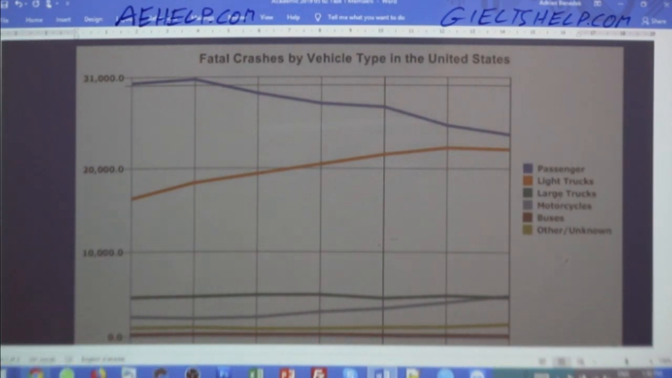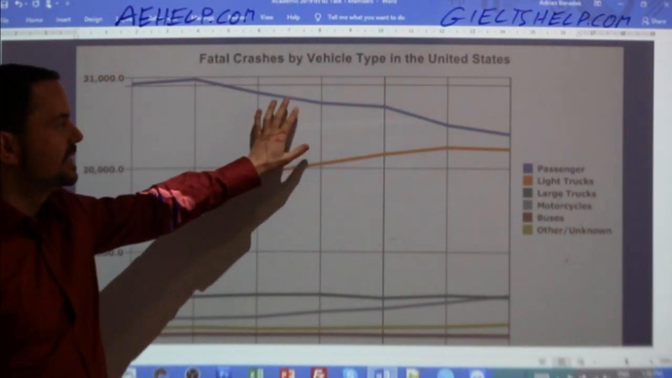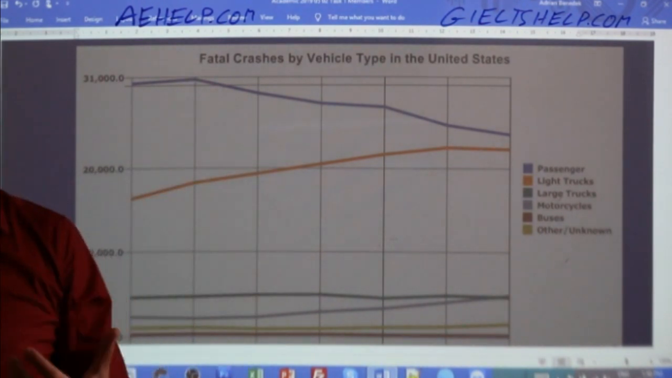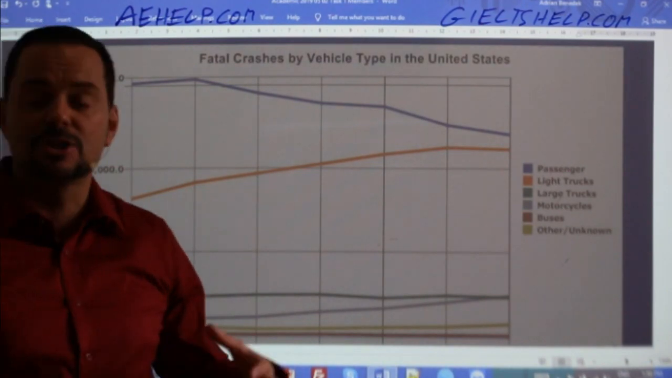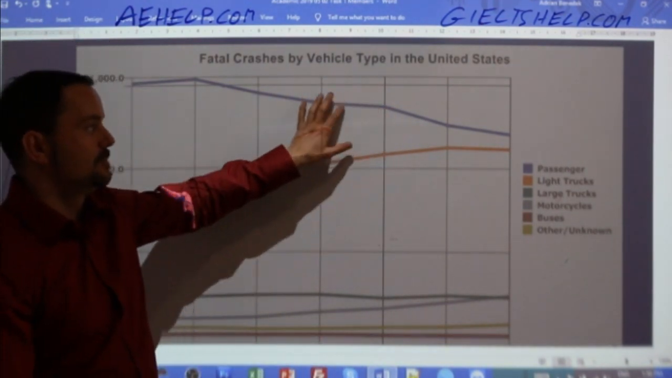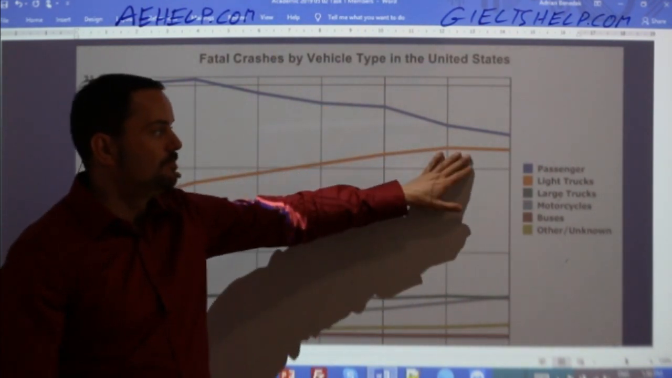Okay, Roshni, remember, these are vehicle types. So the blue line, it says passenger. That means passenger vehicle. So there you're thinking of sedan, station wagon, the most common types of small cars, okay? So the blue line is passenger car. It's a small car. Okay, the orange line is light trucks, also known as pickup trucks.